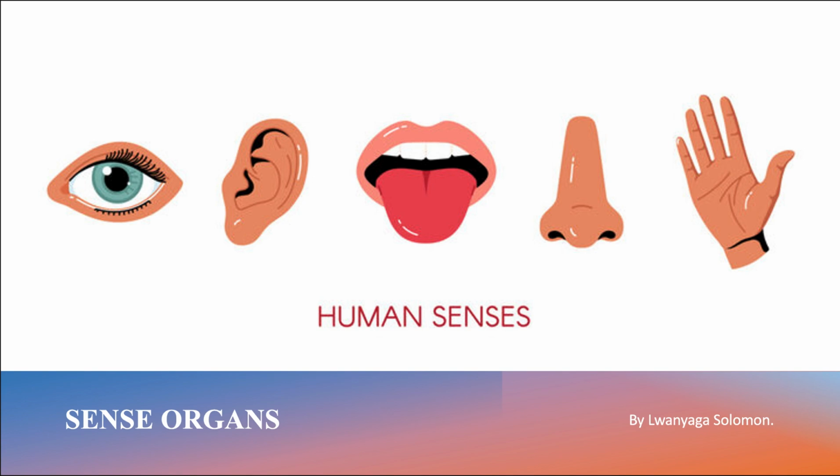I want to address the issue of sense organs today. This is going to be a video in a series on coordination and control. So we will be addressing receptor cells and their properties today, and then later we shall be handling the sense organs.